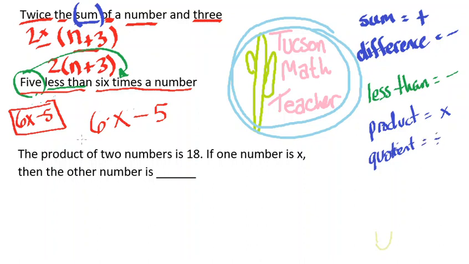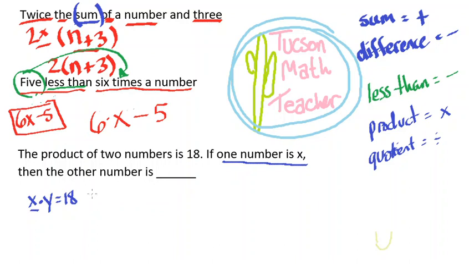Okay, but the product of two numbers is 18. That sentence means that we're going to take two numbers, and let's just call them x and y for now. x times y equals 18. Okay. Now, if the two numbers multiply together, it's 18. And then the second sentence says one of the numbers is x. So good call, we guessed right. x is x. One of the numbers is x.